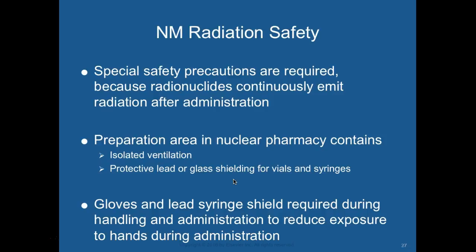Radiation safety is really big in nuclear medicine. So special safety precautions are required, because most radionuclides continuously emit radiation after administration. The preparation area in nuclear pharmacy contains isolated ventilation, protective lead or glass shielding for vials and syringes, and they'll actually put the vial or syringe in lead-lined boxes with lead-lined syringes. Gloves and lead syringe shields are required during handling and administration to reduce exposure to hands. So there are little lead shields that go on the syringes, and there's also a box that we carry them in.